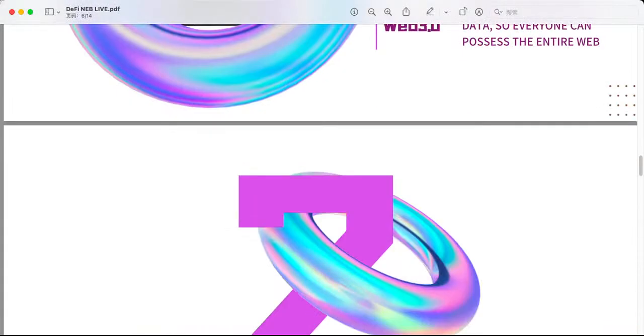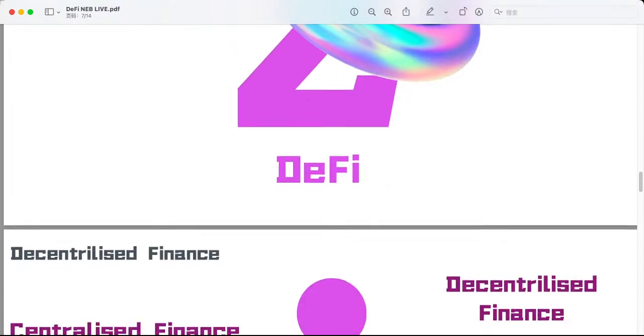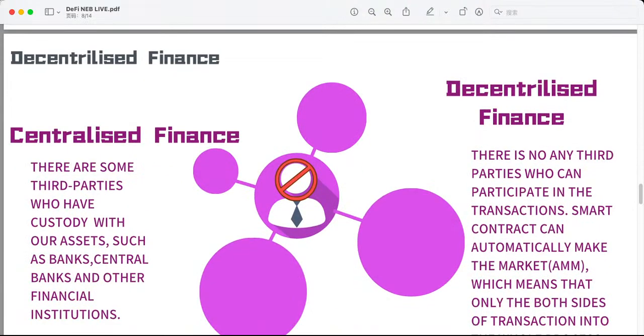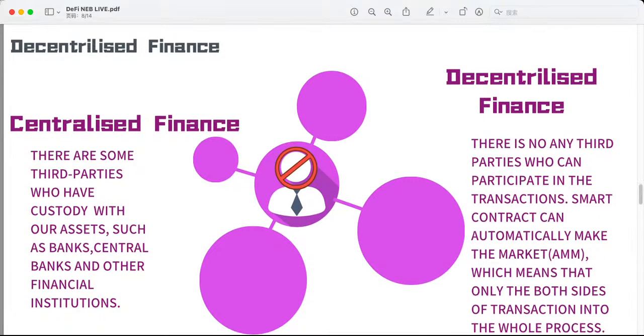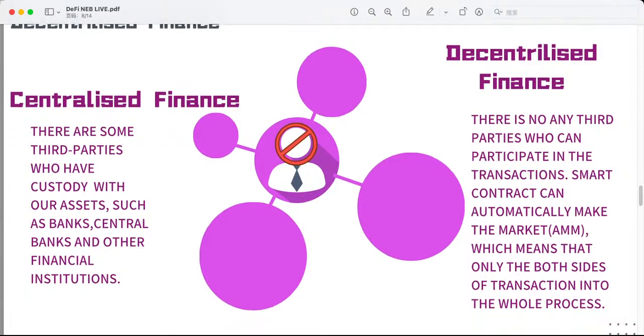Okay, let's go to the next part. I will introduce DeFi for you guys. Before I introduce the concept of DeFi, I will introduce traditional finance to do a comparison with DeFi.